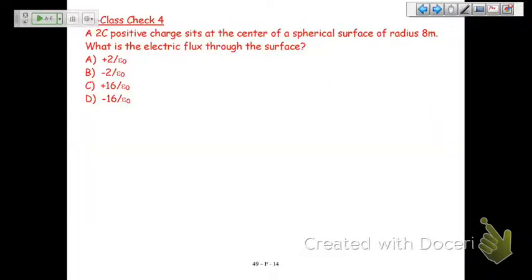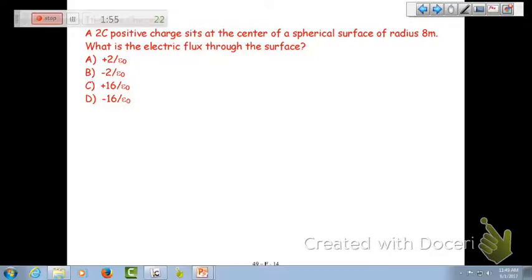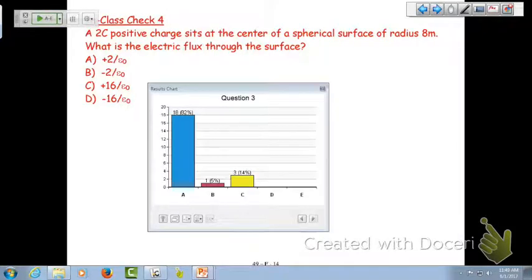A 2 coulomb positive charge sits at the center of a spherical surface of radius 6 meters. What is the electric flux through the surface? Okay, let's stop this. Let's see what people are saying. So, boom. Mainly A. So let's have a look.